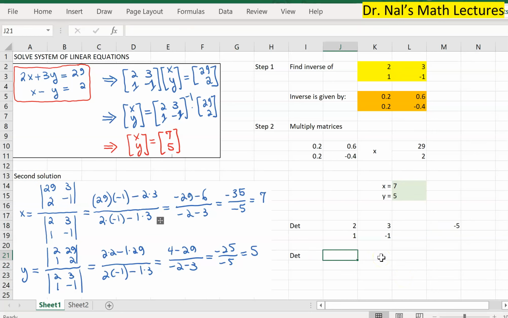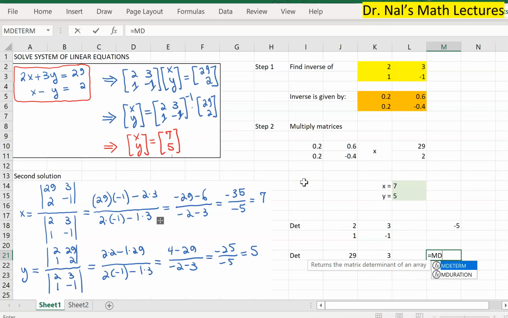So let's just go ahead and try this. So we have 29, 3, and 2, minus 1. The determinant for the first expression, we can directly start writing out the function, and you can clearly see it. All it's asking as an input is the matrix that we want to find the determinant for, and then just press enter. As simple as that. And all we need now is to take the ratio of these, and we will get 7 as usual.